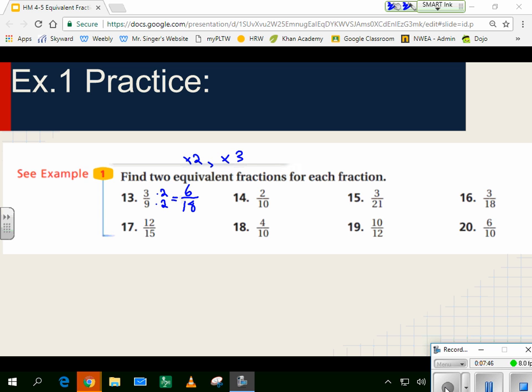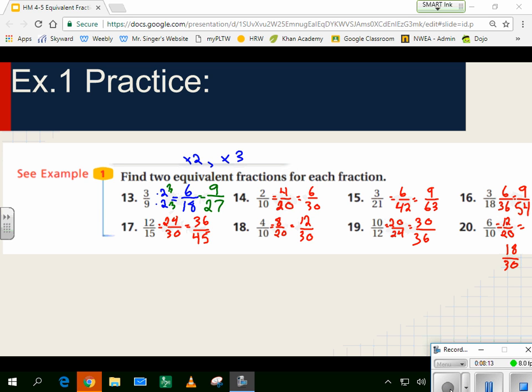6/18. Okay? That gives us the same value as 3/9. It's equivalent. Or I could take the original problem and multiply by 3. So 3 times 3 is 9. And 9 times 3 is 27. Both of those are equivalent. So that should help you when working through these. Good luck finding equivalent fractions as you move forward.